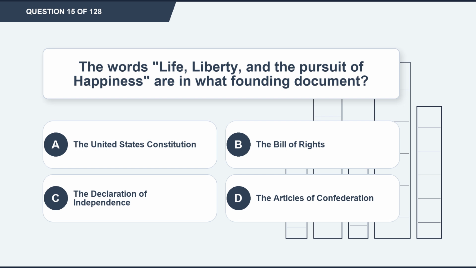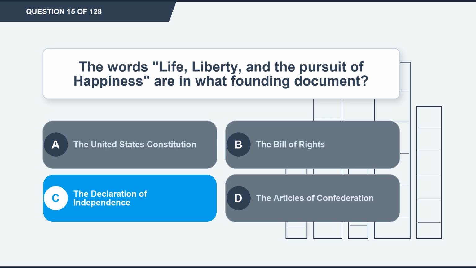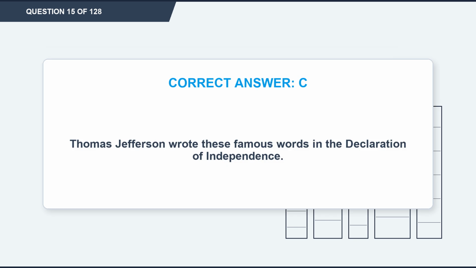Option A, the United States Constitution. Option B, the Bill of Rights. Option C, the Declaration of Independence. Option D, the Articles of Confederation. The correct answer is option C, the Declaration of Independence. Explanation: Thomas Jefferson wrote these famous words in the Declaration of Independence.